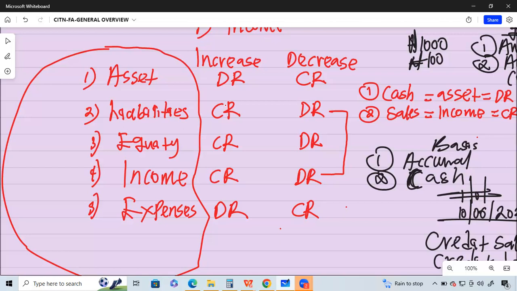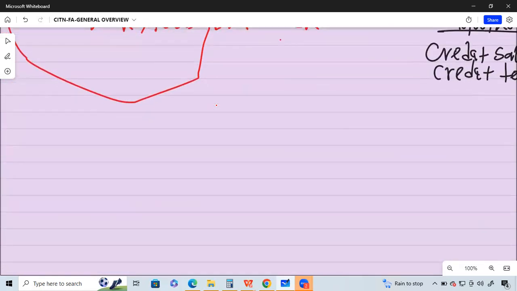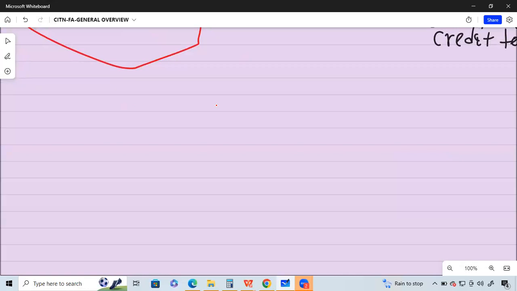So when we say assets, we say assets are resources that are controlled by the entity, by the individual. So what are the types of assets that we have? There are two types of assets.